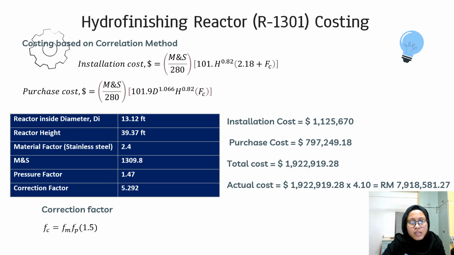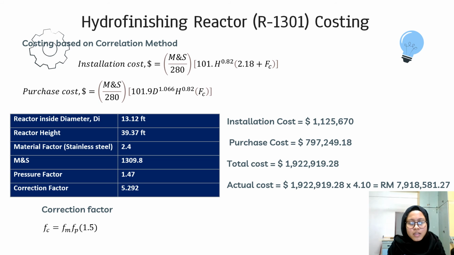For the reactor costing, it is based on the correlation method, which involves installation cost and purchase cost. The reactor inside diameter is 13.12 feet. The reactor height is 39.37 feet. The material factor is 2.4 because we use stainless steel, low grade. MNS is 1309.8. Pressure factor is 1.47. Correction factor is 5.292 by using the formula given.